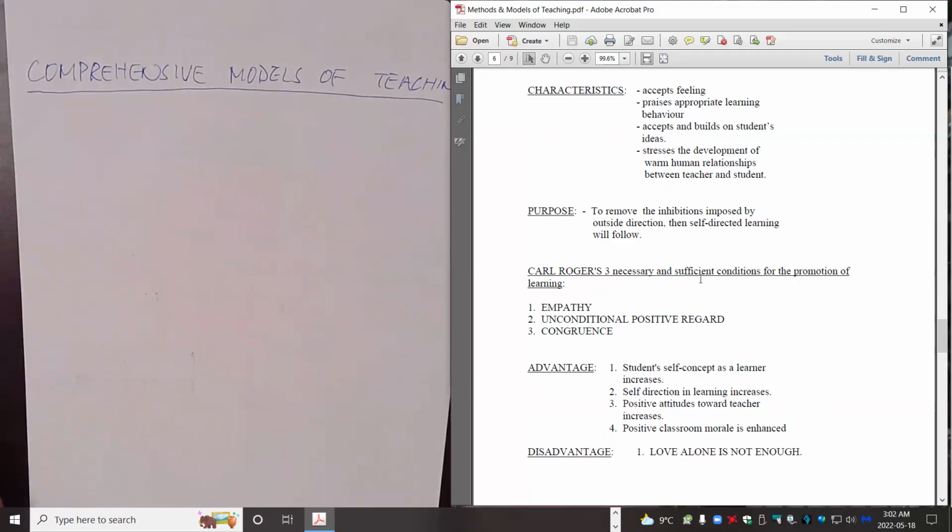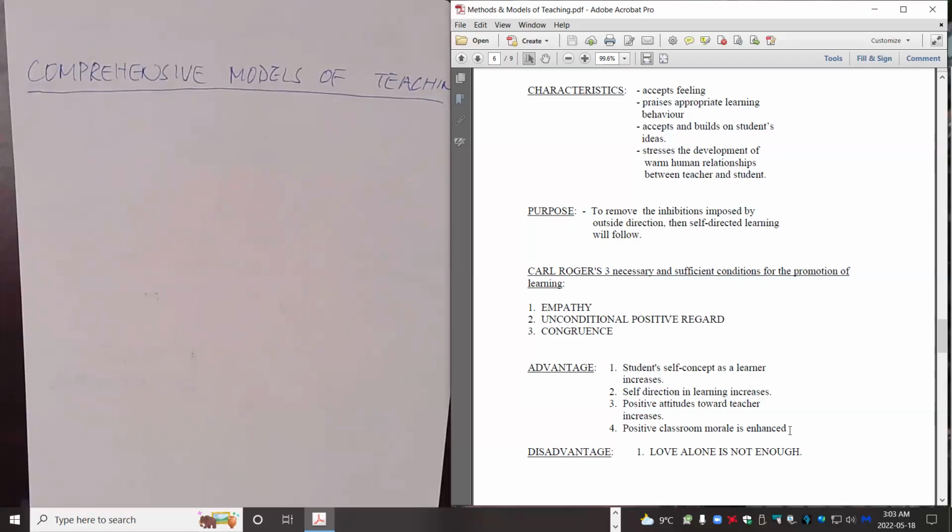So let's take a look at the advantages. The student's self-concept as a learner increases. So that's for sure, right? Self-direction in learning increases. Well, let's hope that's the case. Positive attitude to a teacher increases for sure. Positive classroom morale is enhanced, right on. So that is good. Remember, classroom morale, standard deviation is pretty high, is that right?